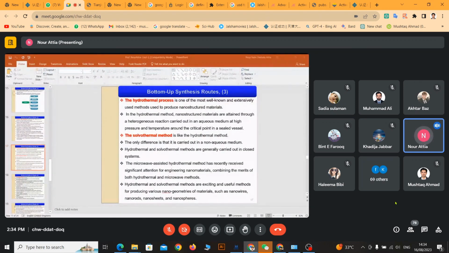Also you have to be careful to leave at least more than 30% of the volume of the Teflon vessel free to create the vapor pressure inside, not just full. That's wrong. Okay.